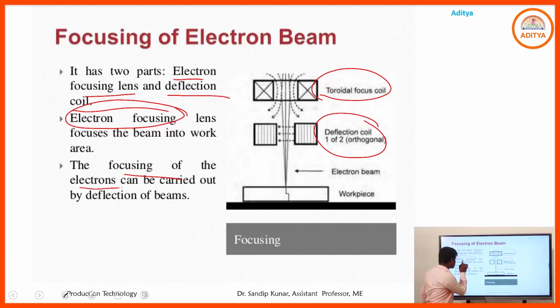The focusing of the electrons can be carried out by the deflection of the beams. Means the deflection coil helps to focus the electron beam properly to the particular workpiece. That is the function of the focusing coils. Means deflection of the beam, that is the main function.